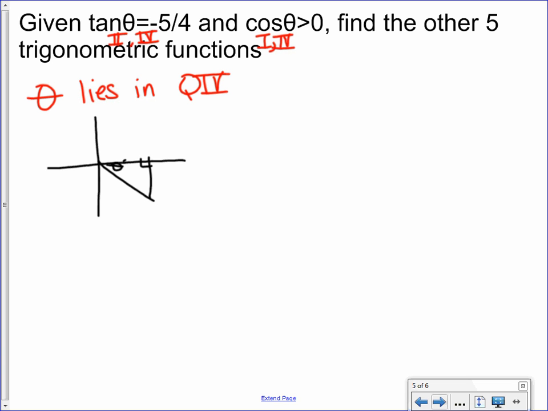Okay, our tangent ratio is 5/4. So opposite over adjacent is 5/4. What should we now do with our picture? We need the hypotenuse. A squared plus B squared is C squared. How long is our hypotenuse? It is radical 41.